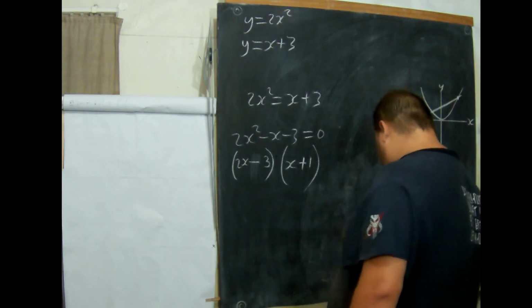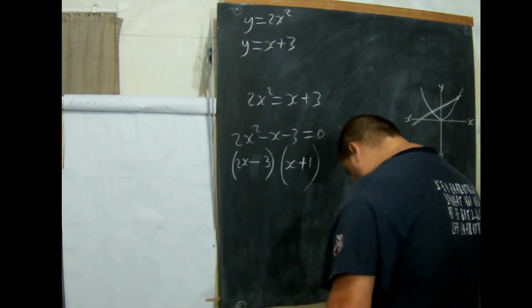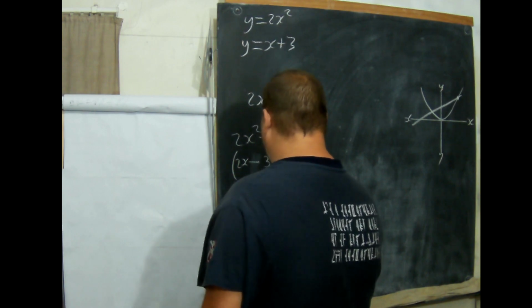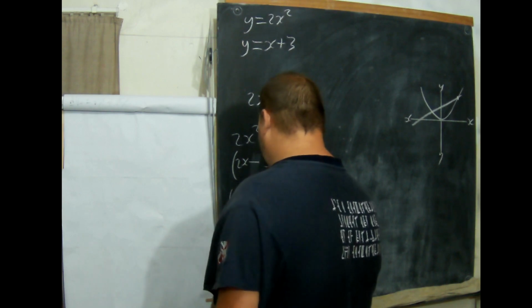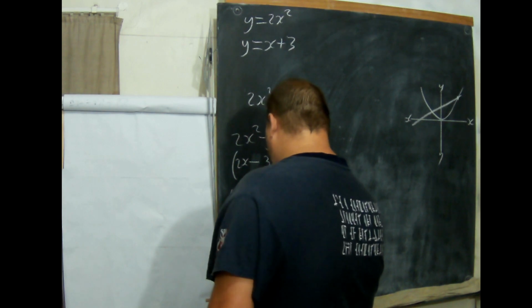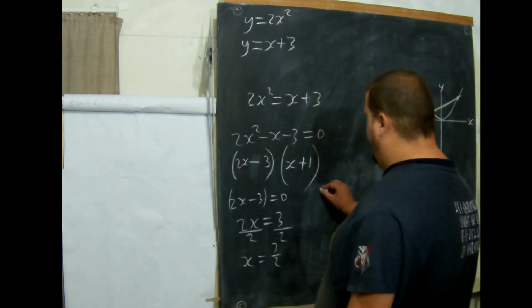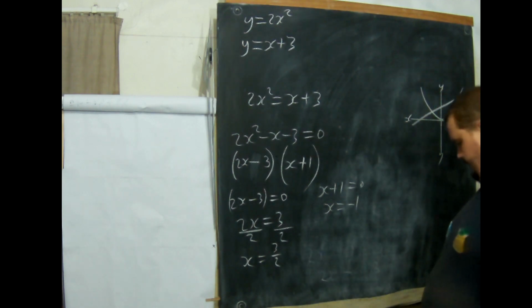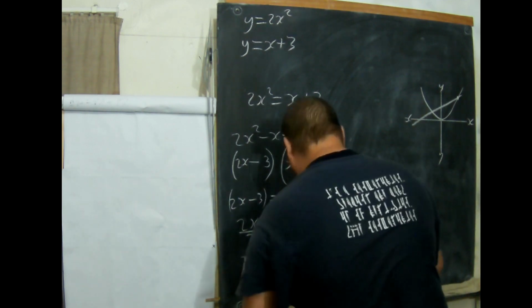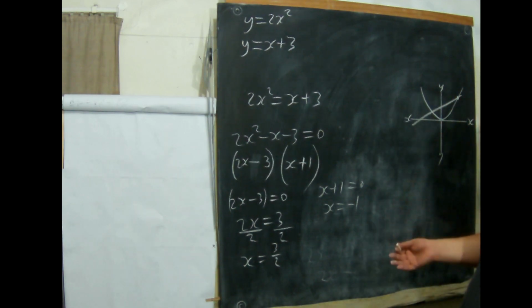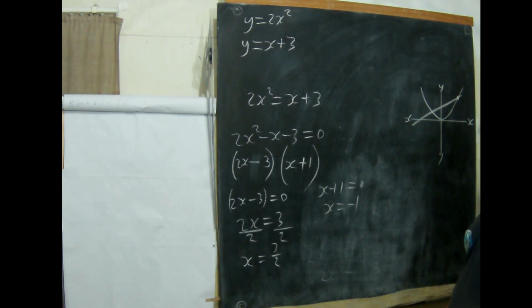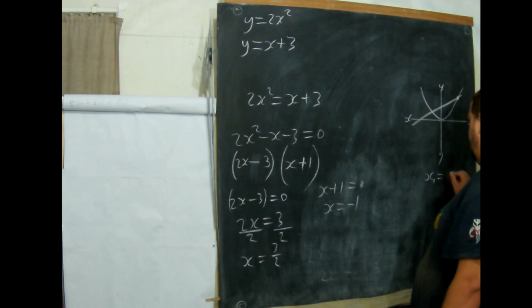Now we know for our x-intercepts that this will be 2x minus 3 equals 0. So 2x equals 3, divided by 2, x equals 3 over 2. And x plus 1 equals 0, x is equal to minus 1. Okay, these are the only points that we need. You can do your y as well, but it's not necessary. All you have to do is get your x coordinates, because we're dealing with x. So x1 is 1.5 and x2 equals negative 1.